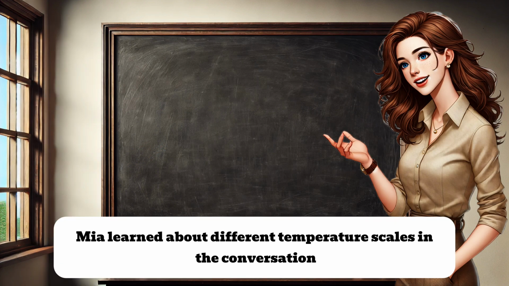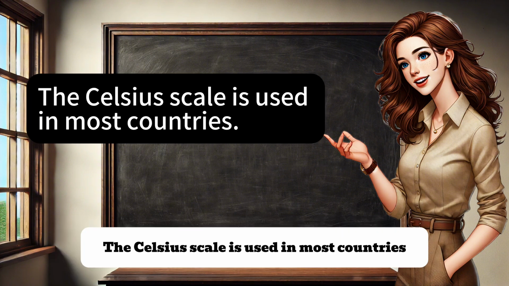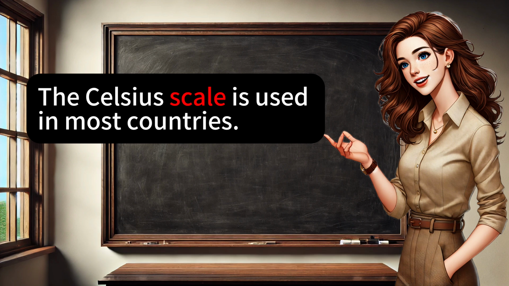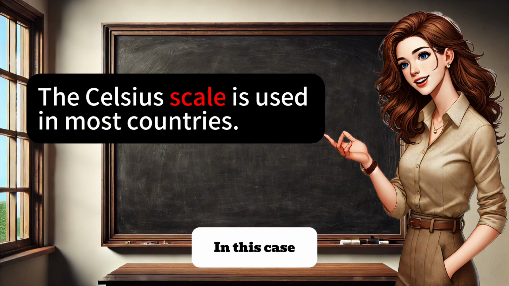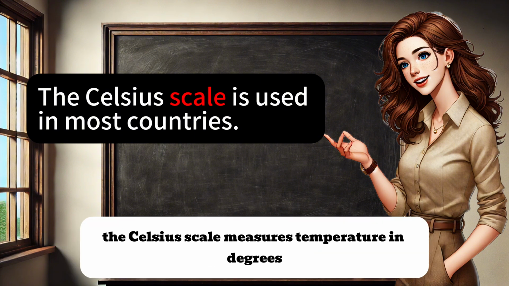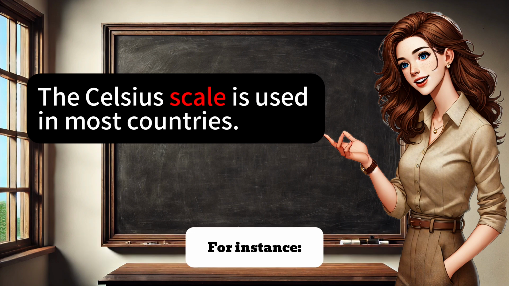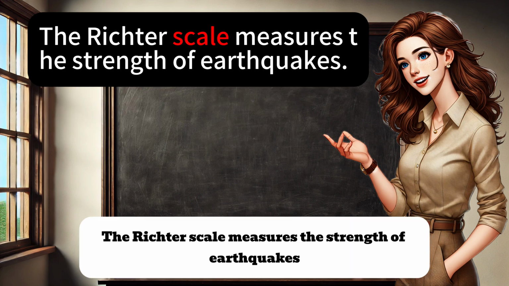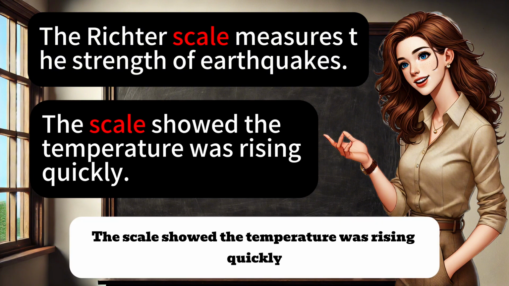Mia learned about different temperature scales in the conversation. George explained, "The Celsius scale is used in most countries." Scale. A scale is a system for measuring or comparing things. In this case, the Celsius scale measures temperature in degrees, but we use scales to measure lots of things. For instance, the Richter scale measures the strength of earthquakes. Or, the scale showed the temperature was rising quickly.